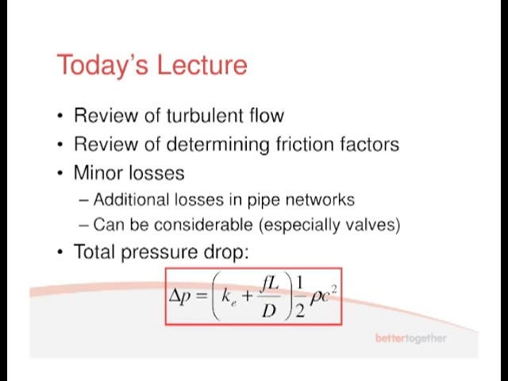These components and pressure drops we call minor losses, additional losses in pipe networks, and they can be quite considerable, especially if you're dealing with a valve. A valve that's fully open can have a K value of, say, 10. The losses in a valve can be quite considerable.